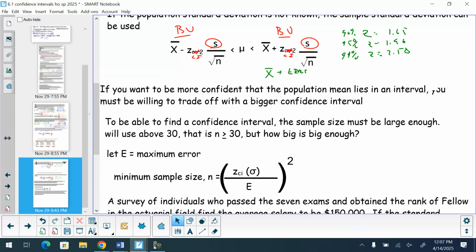To be able to find a confidence interval, the sample size must be large enough. We will use at least 30. We want to have a sample size, once again, law of large numbers.